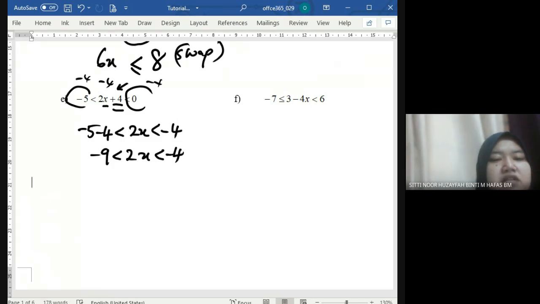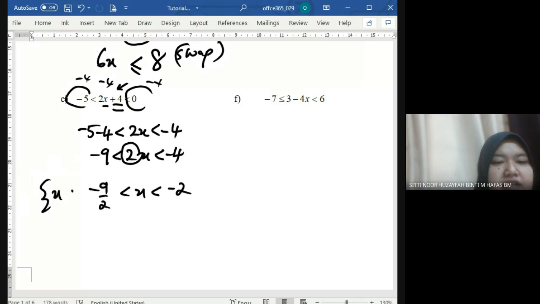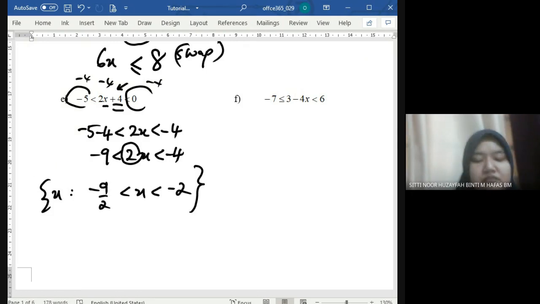Okay, so sekarang kita nak jadikan x sebagai perkara yang di tengah-tengah saja. So kita kena bahagi 2. So semua kena bahagi 2. So negatif 9 over 2, less than x, less than negatif 4 over 2 is negatif 2. Sekarang ni sebab dia positif tak ada masalah. Okay, so jawapan awak should be a set of x such that x is in between negative 9 over 2 and negative 2. Okay, so ini soalan E.